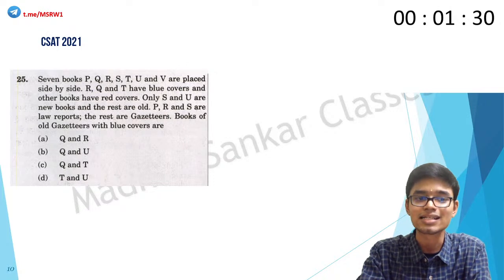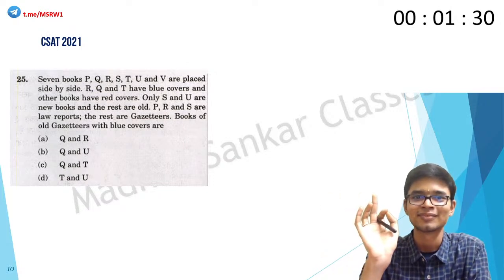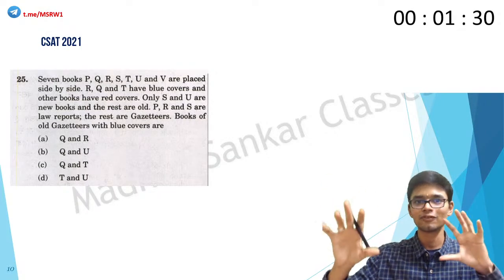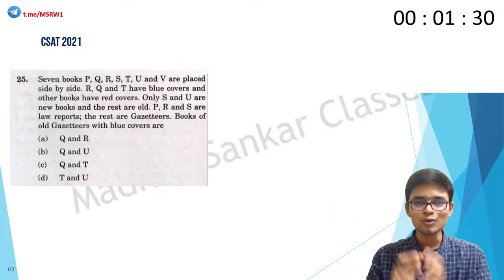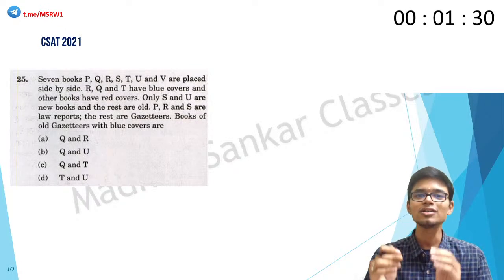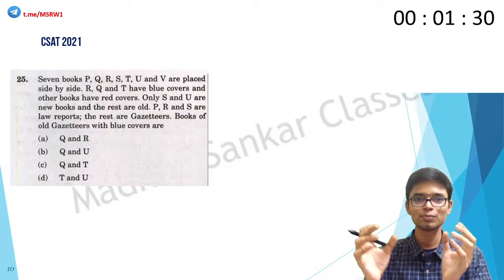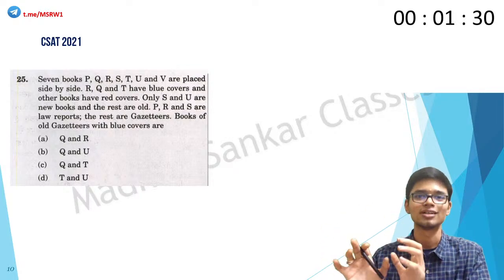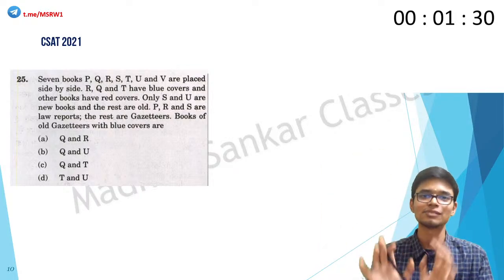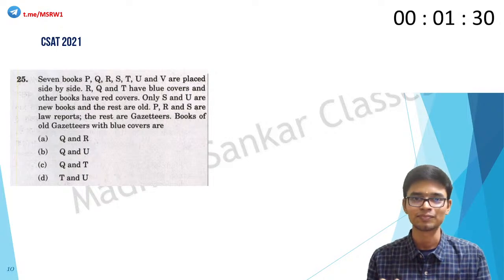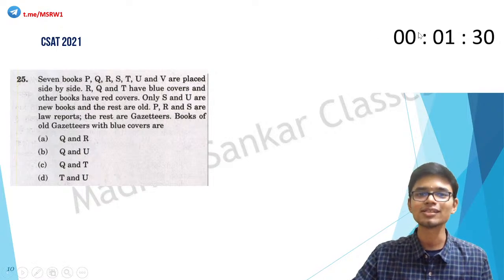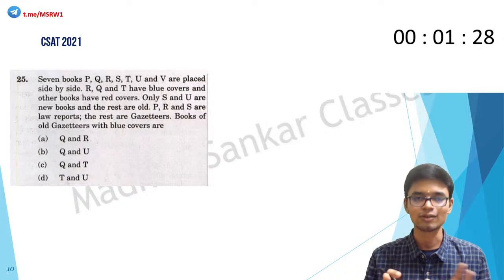Books of old gazetteers with blue covers are dash. So you have been given a lot of data and you are asked to choose a particular kind of book from the entire data that has been given to you. This is the question. You have 1.5 minutes to do this. Try to solve this one.